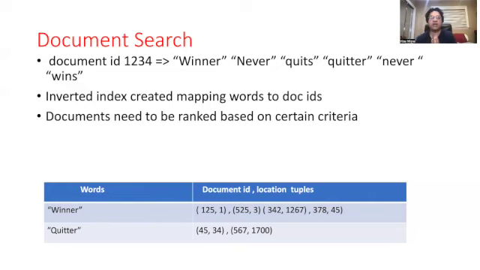So anyway, the idea is to maintain that list corresponding to each word, and then find the intersection of all those lists to find out which documents the words are common to. So the inverted index is a kind of data structure. It is used in document search.